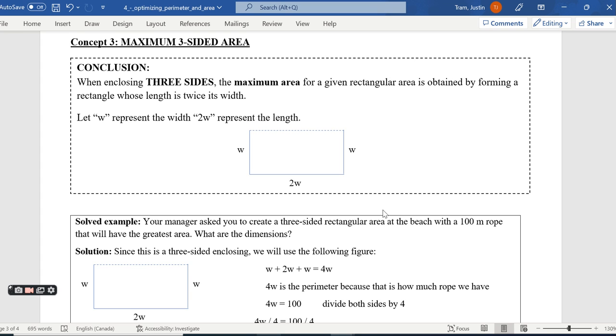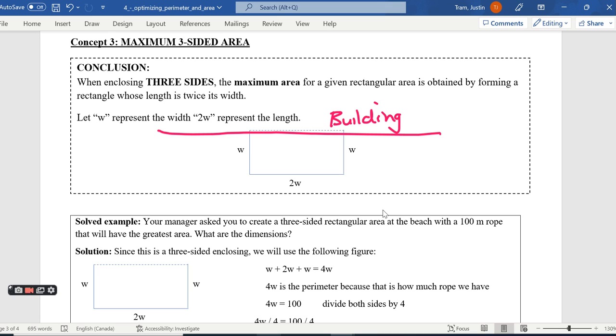Okay, so I'm assuming you have tried those questions, and now for the last concept, a maximum 3-sided area. So let's say you want to close in a chicken coop, and you're going to use a building as your third side. When enclosing 3 sides, the maximum area for a given rectangular area is formed by enclosing a rectangle whose length is twice its width.